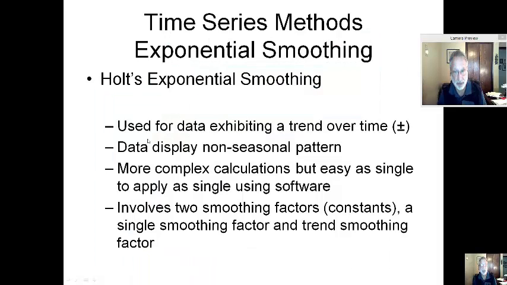So let's look at it. It's used for data exhibiting a trend over time, with no seasonal pattern. That's a little bit more complex than what we saw, and I'll show you that in a minute. The complexity revolves around, one, the level issue that we saw in single exponential smoothing, and now, of course, adding in the trend. That's the additional complexity.